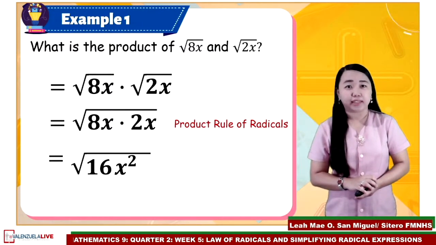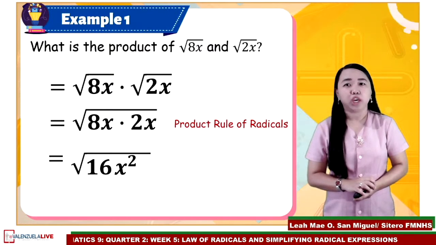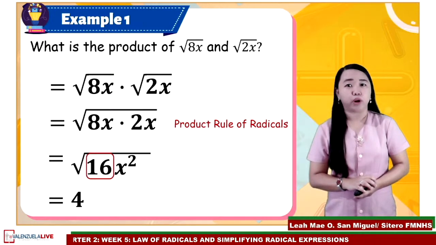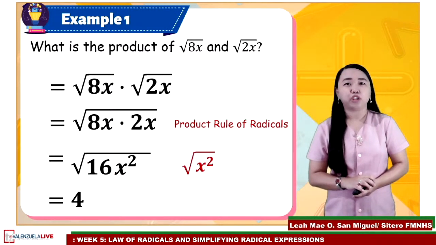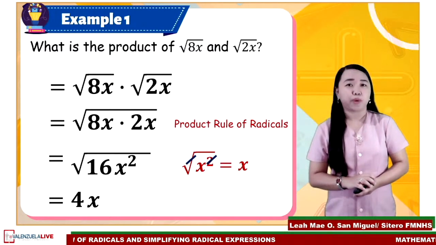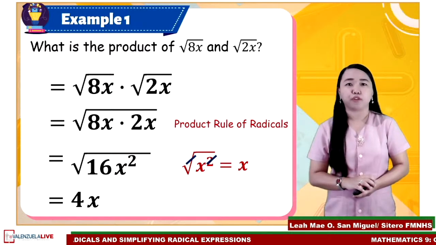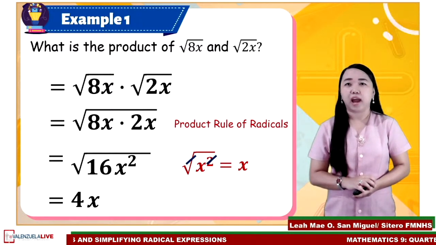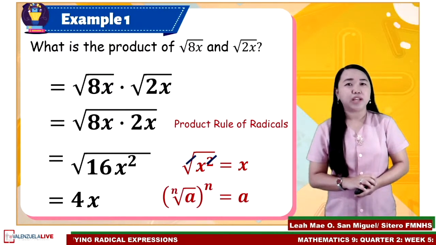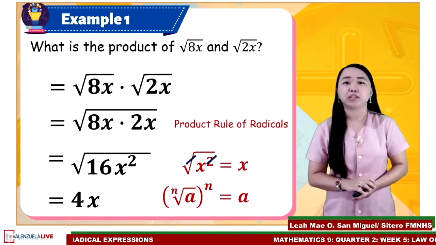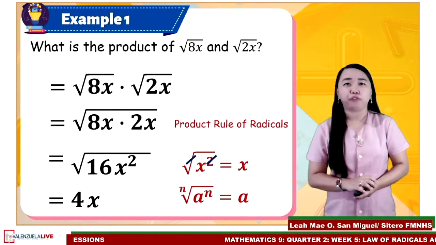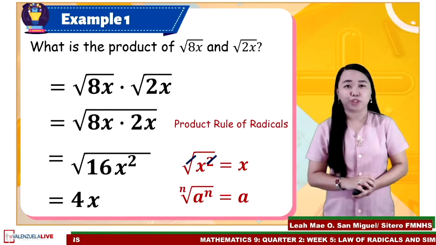This is not yet in simplest form because we could still extract the root. The square root of 16 is 4, and the square root of x squared is x. Remember that square and square root are inverses of each other. Therefore, the answer is 4x. In general, the quantity nth root of a, raised to n, is equal to a.